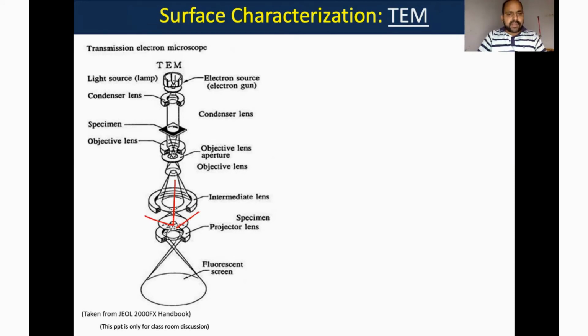Here what is the idea? Let's say this is our sample, so what is transmitted here? This transmitted beam will go to the fluorescent screen, and depending upon the amount of electrons there, this screen will become visible, and we can see the picture. It looks like a shadow. Let's say you are putting light on the sample, and whatever you are able to see at the bottom, that is the shadow. That is your TEM, right?